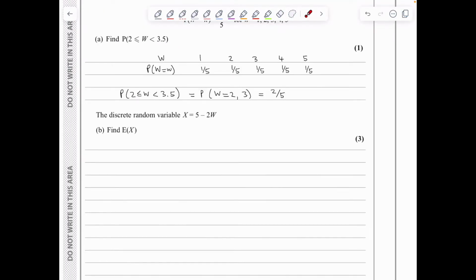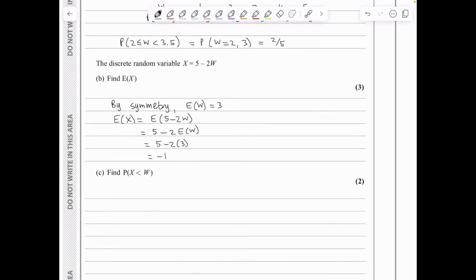The discrete random variable X is 5 minus 2W, and we need to find the expectation of X. While looking at the distribution of W, we observe that by symmetry, the mean should be the middle value, the 3, and therefore we can proceed in saying that the expectation of X is simply the expectation of 5 minus 2W. So this is going to be 5 minus 2 times the expectation of W, which is 5 minus 2 times 3, which works out to be negative 1.